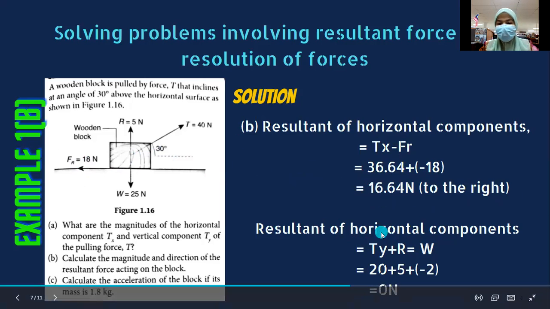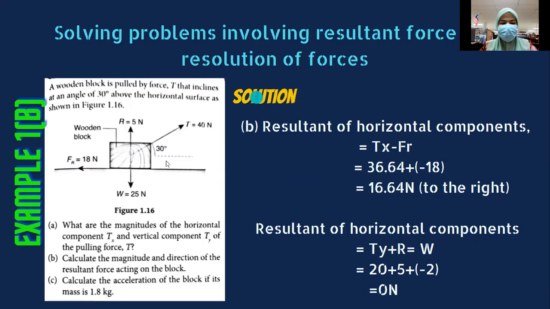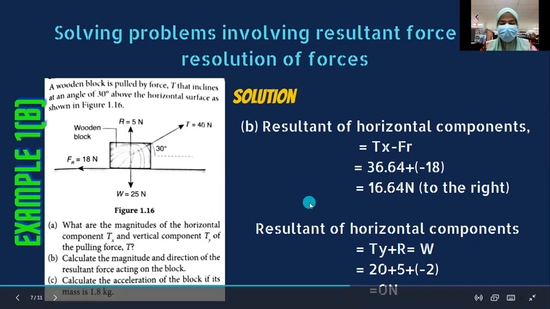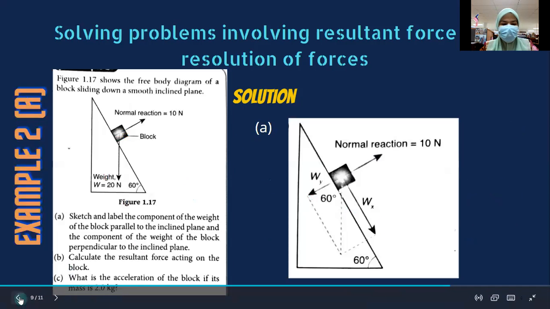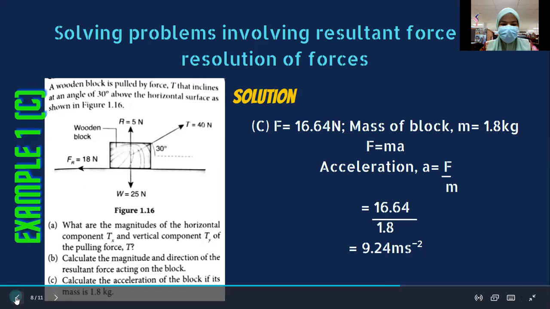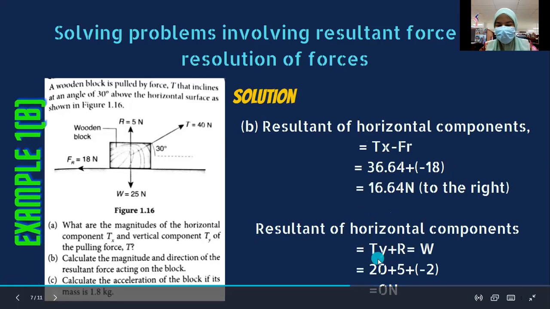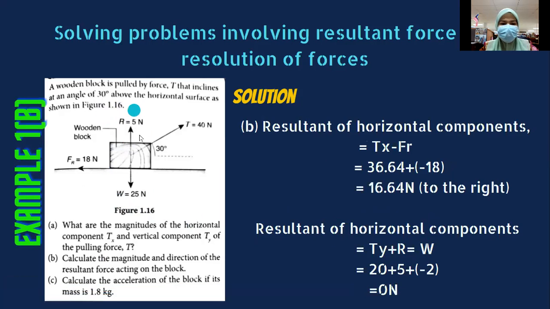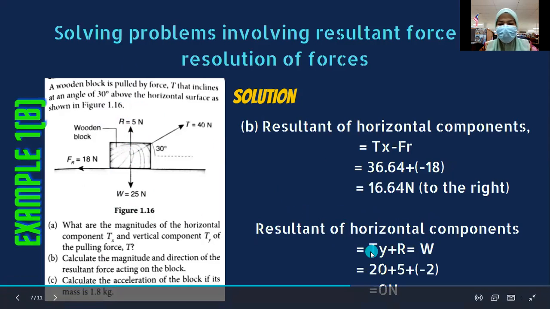Resultant of the vertical component. Sorry, wrong. Vertical component Fy. Teacher, there is a typing error here. This is vertical. Vertical indicates the y axis. Ty plus R. Why Ty plus R? R is upward as well as our Ty, minus W is equal to 0.